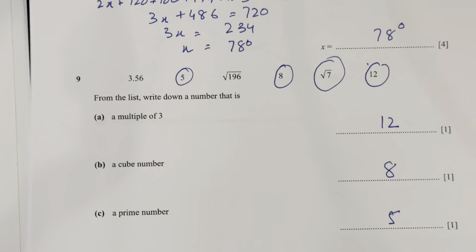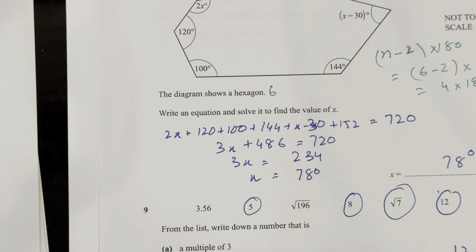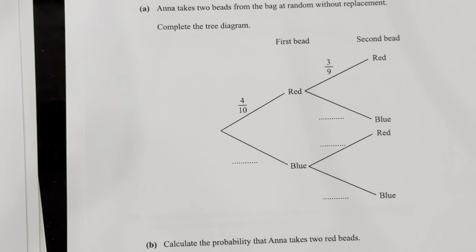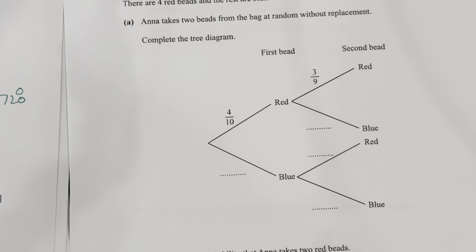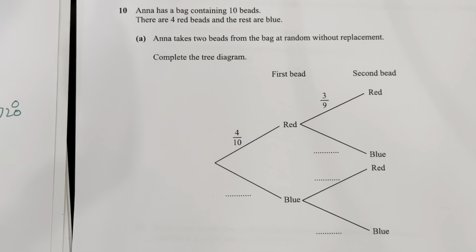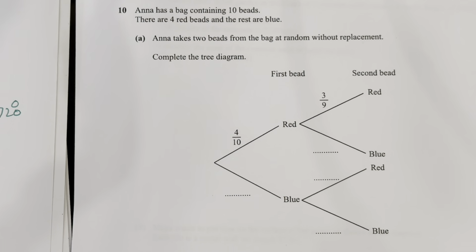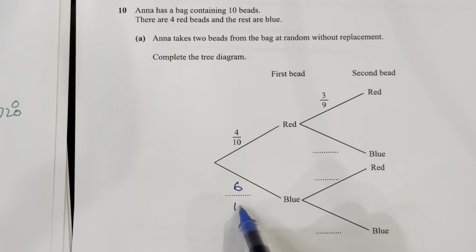Question number 10 is from the topic of probability. Okay, now you can see the question. Anna has a bag containing 10 beads. There are 4 red beads and the rest are blue. Part A. Anna takes 2 beads from the bag at random without replacement. Complete the tree diagram. 4 by 10, then remaining would be 6 by 10.